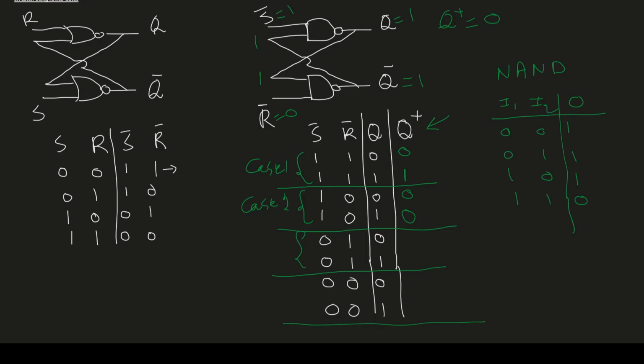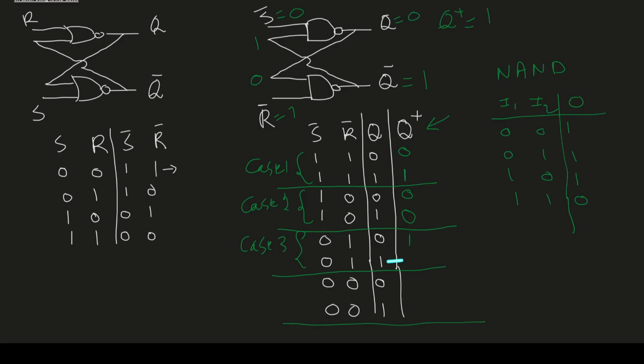Now case 3, we have S bar is 0 and R bar is 1. Let's assume the current state of the system is Q is 0. So 0 will come here. We have 0 and 1 for the bottom NAND gate. So Q bar will be 1. 1 will come here. So the top NAND gate also 0 and 1. So Q plus will be equal to 1.